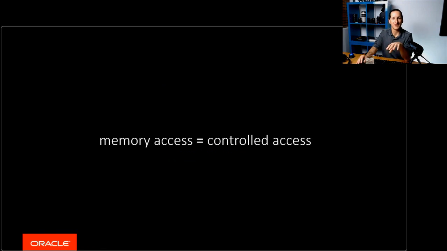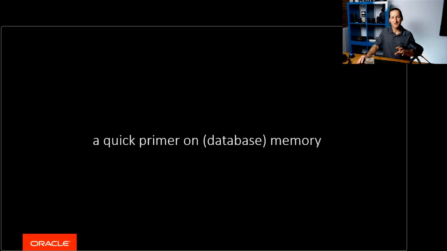Since we're allocating memory, it means we have to have access to that memory, or have to control that access to the memory, because lots of people are accessing memory at the same time. That's the measure of a successful database. Let's do a quick primer on database memory.